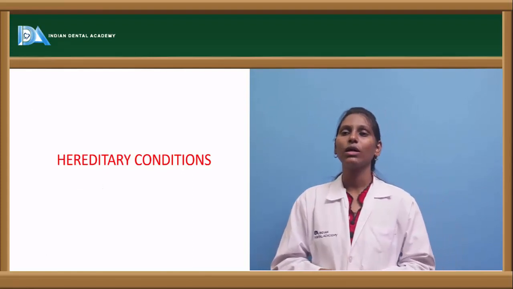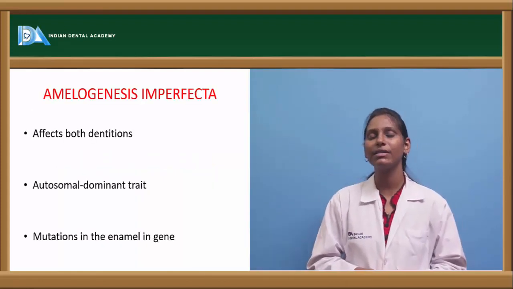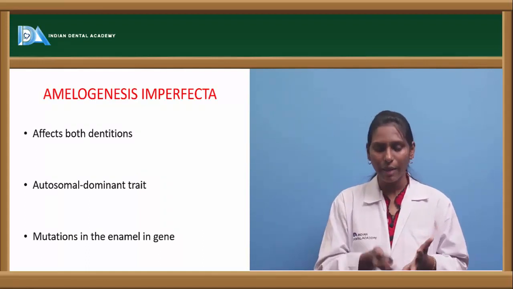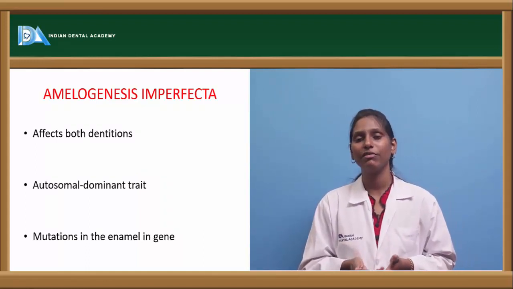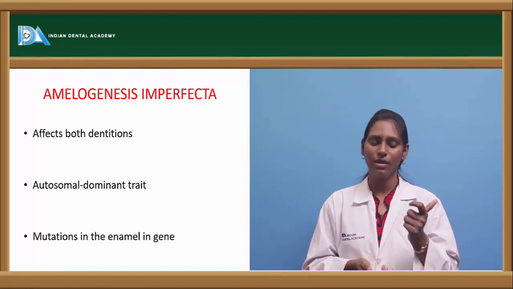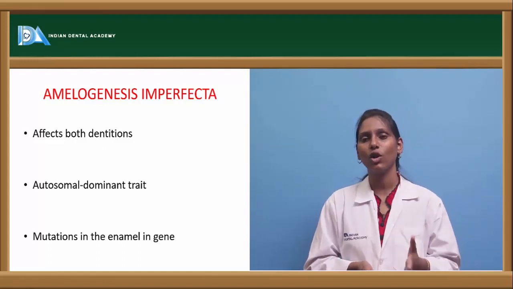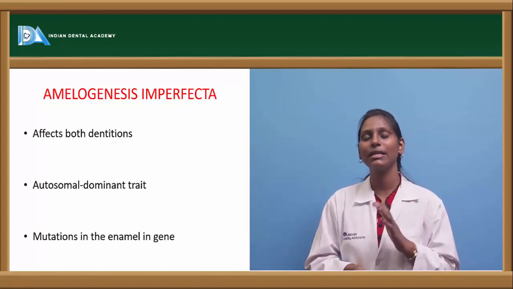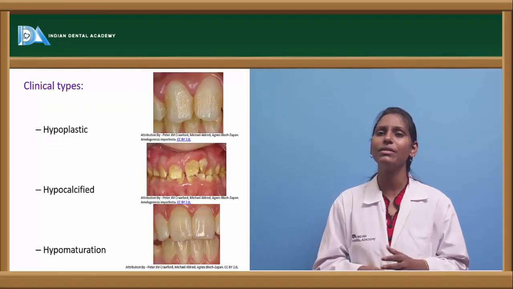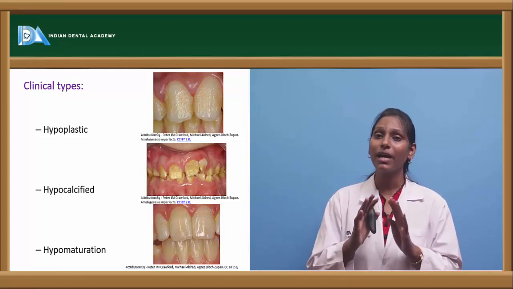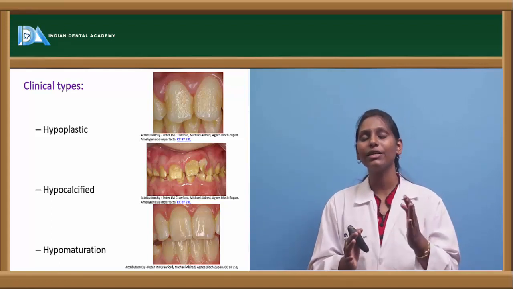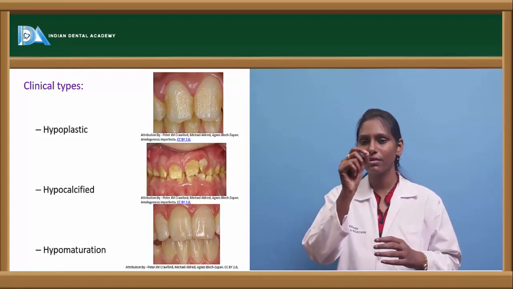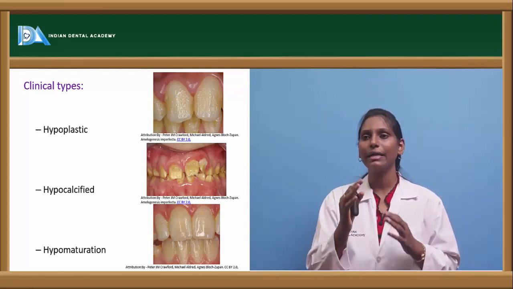Now coming back to hereditary conditions, we have various hereditary conditions of teeth, which include anomalies like amelogenesis imperfecta and dentinogenesis imperfecta. Amelogenesis imperfecta usually affects both the dentitions. It is an autosomal dominant trait. There will be a mutation within the enamel gene, that is enamelin. In this, the tooth usually appears dark brown in color and the enamel layer is not properly laid. We see that the enamel layer is being chipped off.